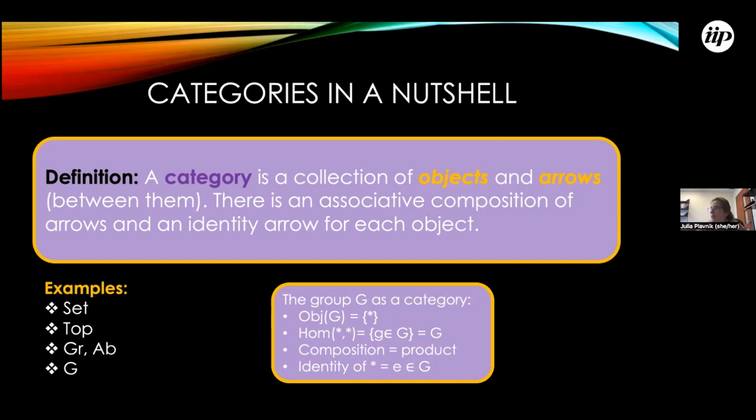The other thing is that asking for equality of objects is too much. We usually don't ask for equality. Instead, we use the arrows. Because I told you here, the most important things are the arrows. So instead of asking that two objects are equal, usually what we ask is that they are isomorphic.